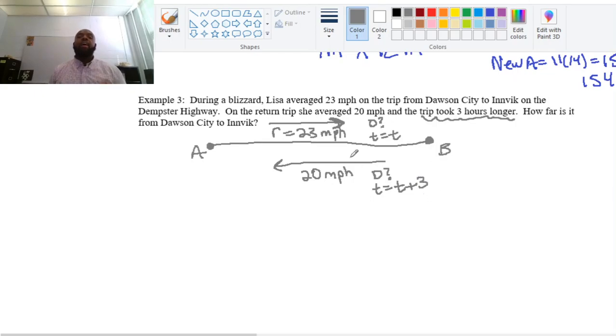All right. Now, because this has miles per hour and this is about traveling, I know that this is a uniform motion problem. And that's why I knew that I'm going to use D, R, and T, right? Because the formula for uniform motion is distance equals rate times time.